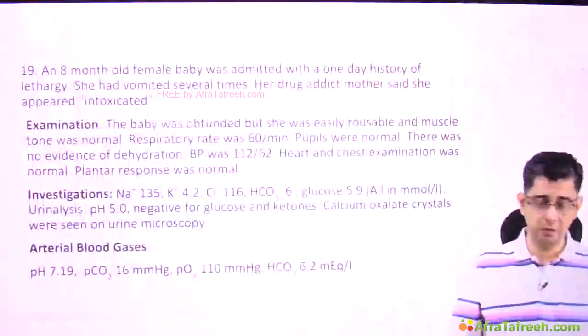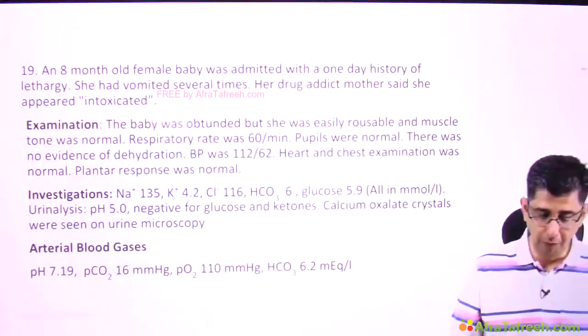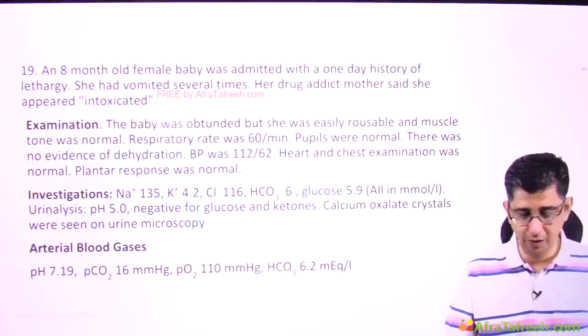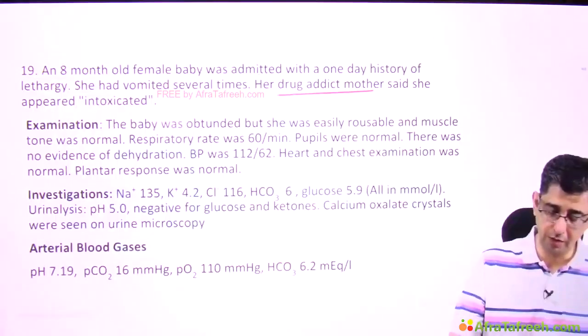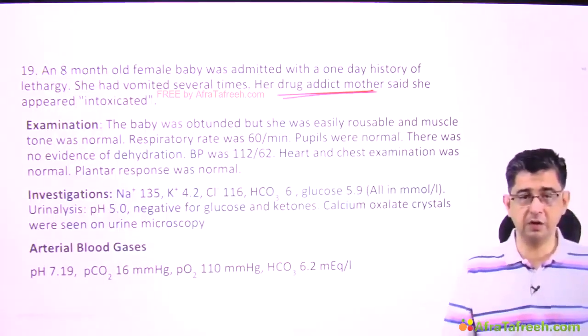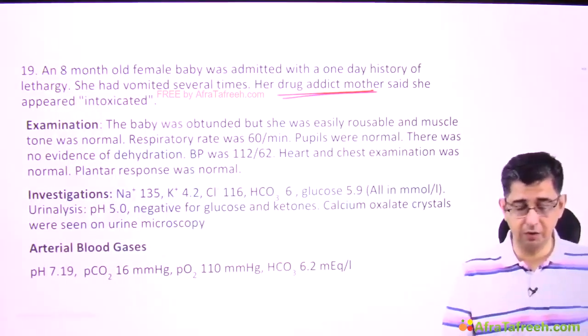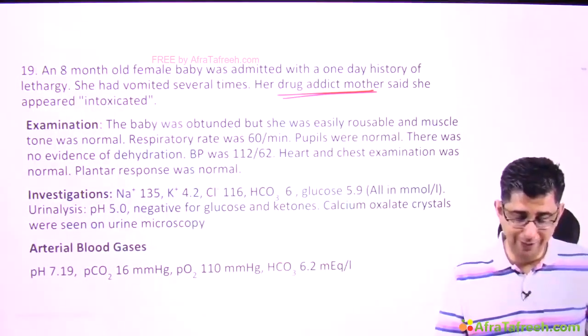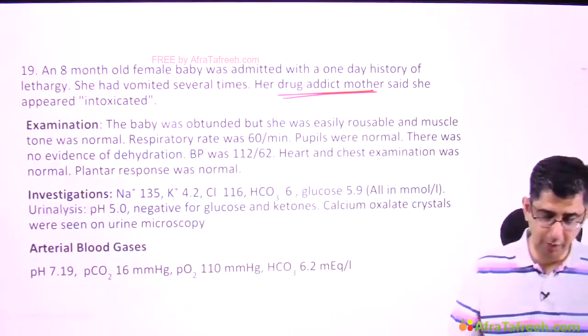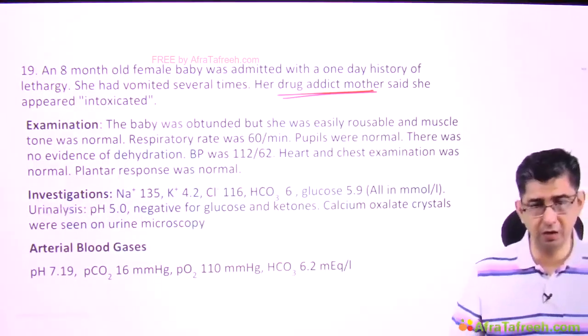Let's do it one last time. An 8-month-old female baby was admitted with a 1-day history of lethargy. The kid has vomited multiple times. Her drug-addict mother, that's of interest, said that the baby looks intoxicated. So, well, she has maybe exposed the baby to drugs. The baby is obtunded but easily rousable. Muscle tone is normal. Respiratory rate is 60, a little faster for a child of that age.